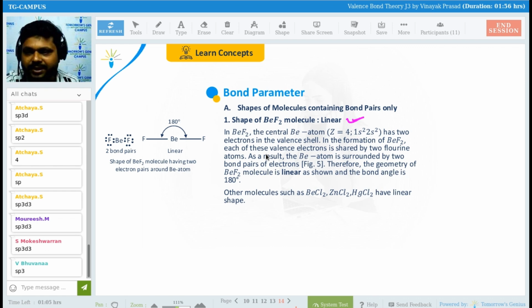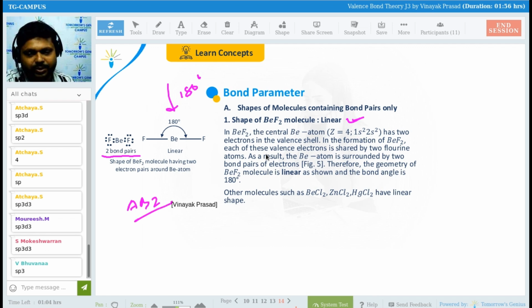Now see here. BeF2 is AB2 type, yes or no, guys? If it is AB2 type, then their bond angle will be 180 degrees. Getting my point? Two bond pairs are there, so it is AB2 type, and it can be linear. So you can see here, the shape of BeF2 is linear.